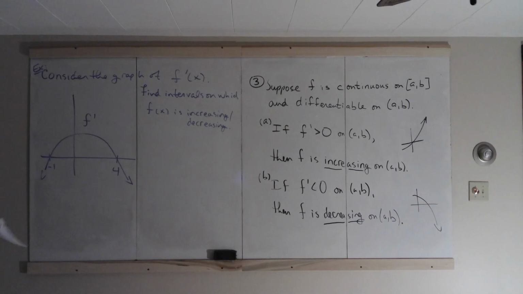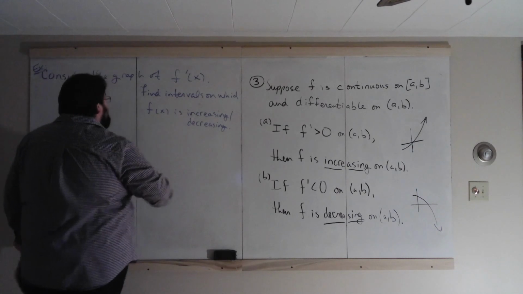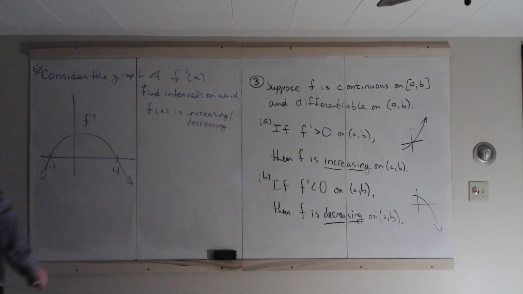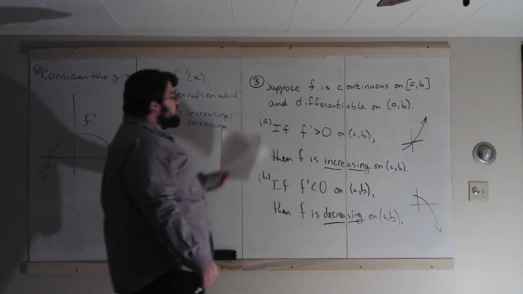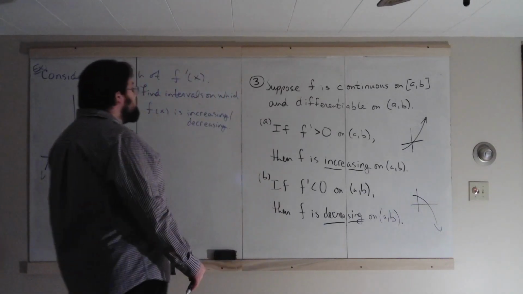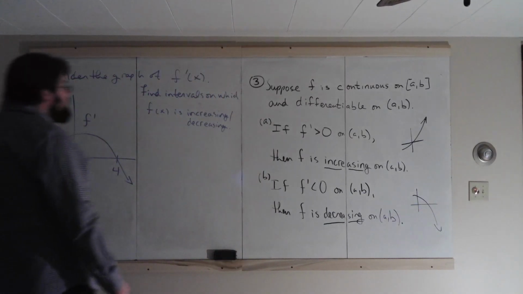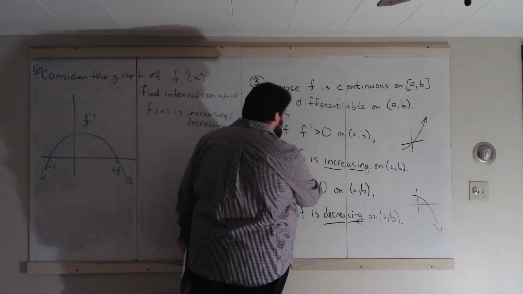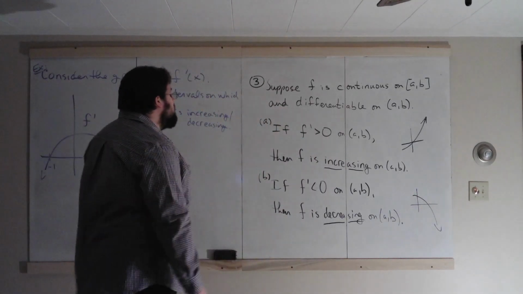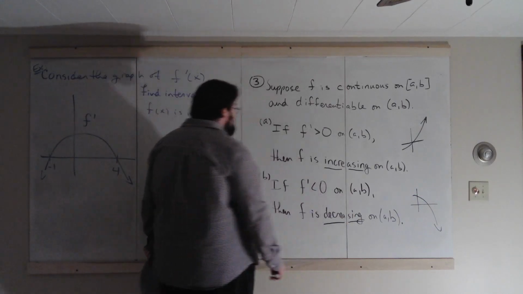So right here, consider the graph of f prime of x. This is a graph of f prime, the graph of the derivative. This is not a graph of f. It's a graph of f prime. And we want to find the intervals on which f is increasing and then find the intervals on which f is decreasing. And what we're going to do is use this third corollary of the mean value theorem, which says if the derivative is positive, then f is increasing. If the derivative is negative, then f is decreasing.